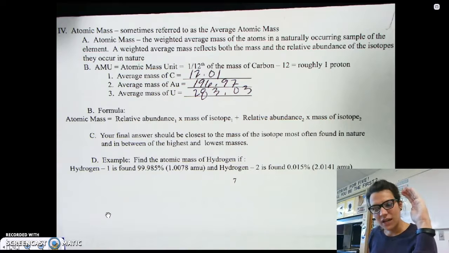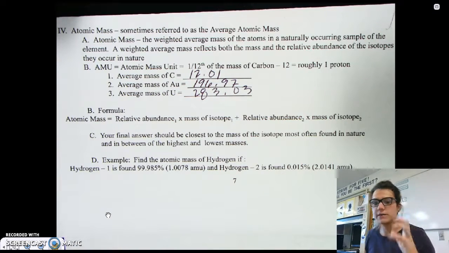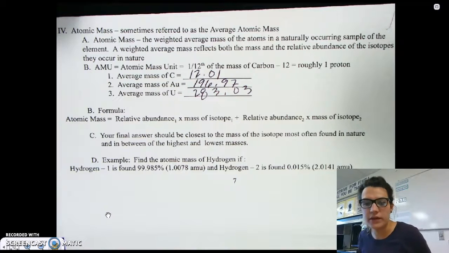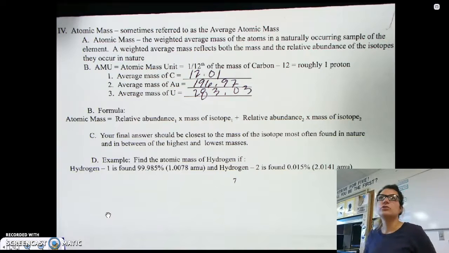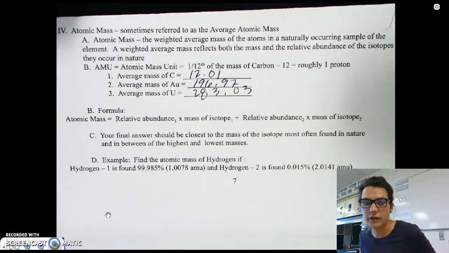Average mass is not mass number. Average mass is the mass of all isotopes and their percentage available in nature, okay? So if I was given each isotope and its abundance in nature, can I calculate the average atomic mass? Well, yes, hopefully you can, okay?